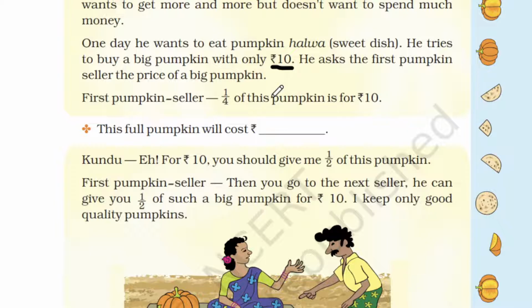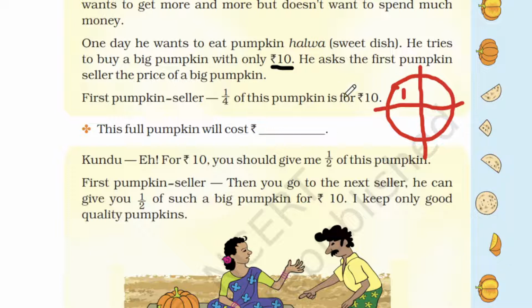So 1/4 is 10. For example, imagine that this is the full pumpkin, and this is half, and this is 4/4. So 1/4 is only this portion, and this portion is rupees 10. How many portions will there be? 1, 2, 3, 4. So if this is 10, the second portion makes half the pumpkin, 20, 3/4 is 30, and 1 full is 40. So the full pumpkin will cost rupees 40.